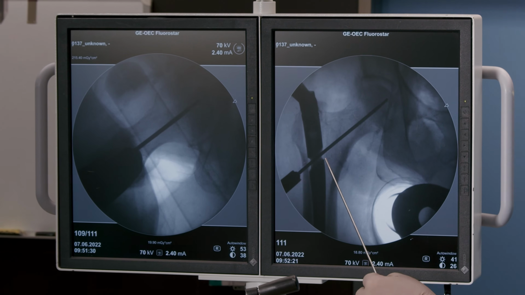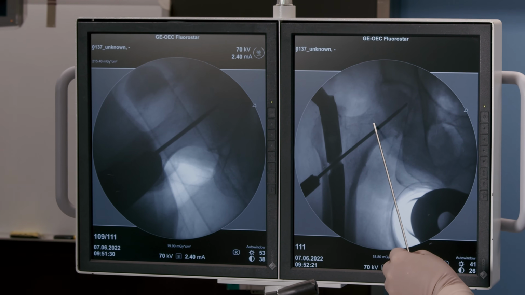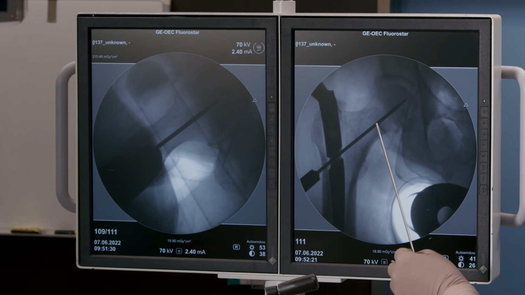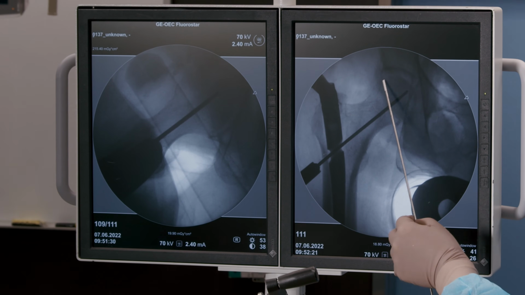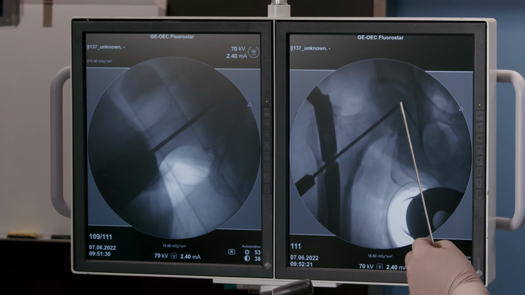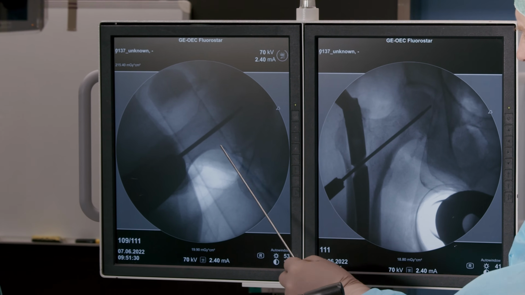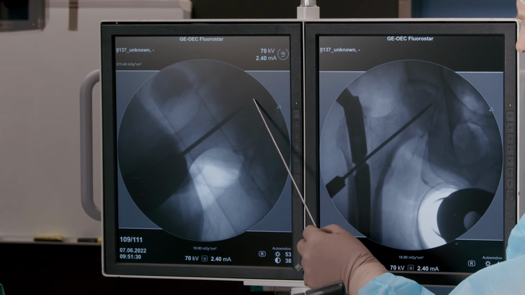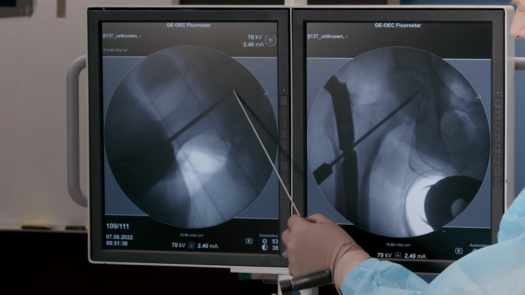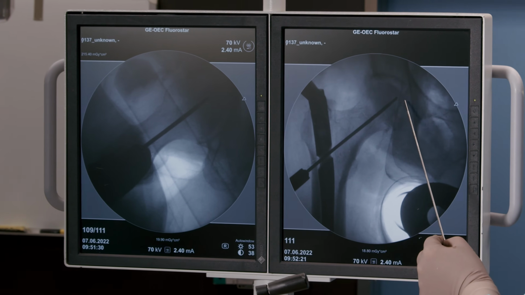In the AP view, the wire is usually just inferior to the midline so that we get it right in the middle of the femoral head and targeting to the subchondral bone. In the lateral view, this is the femoral head, and also here we aim right in the middle of the femoral head with the guide wire and just subchondraly.